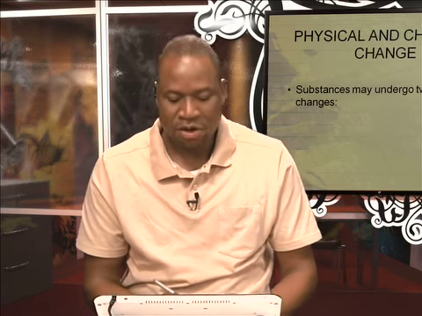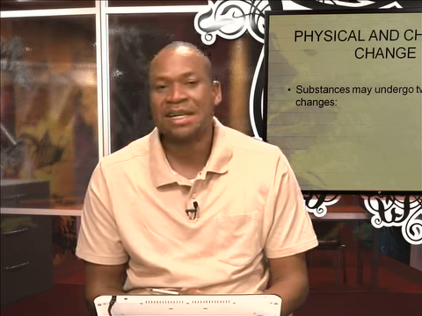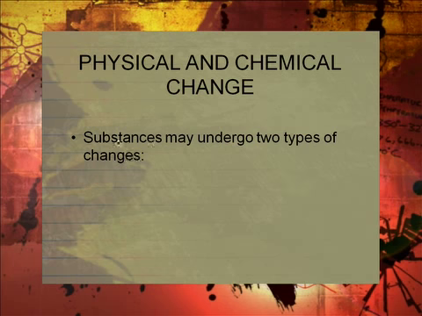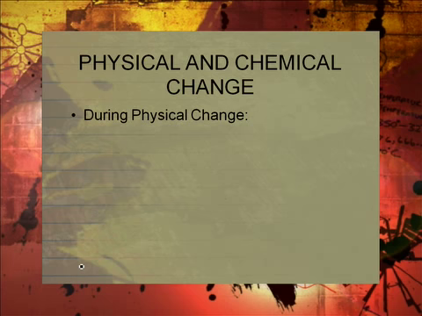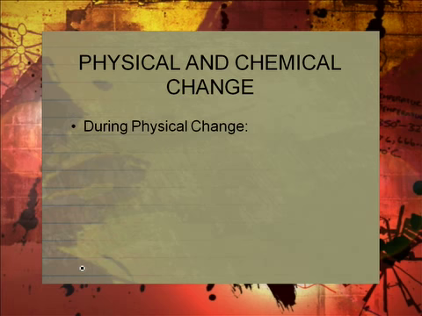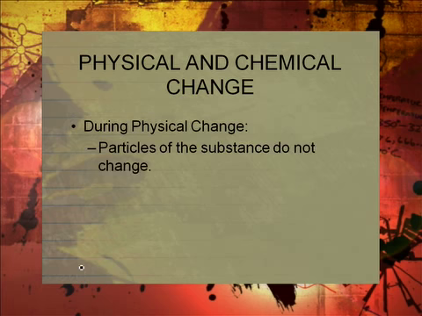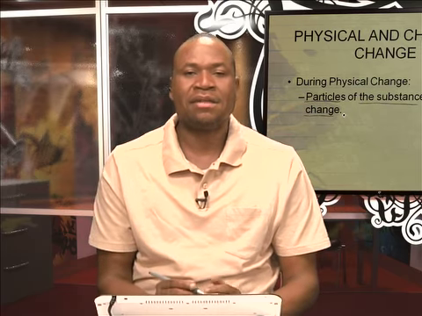Now, let's have a look at the difference between physical and chemical change. What we know is that substances may undergo two types of changes. One type of change is physical change, and the other is chemical change. Now, what happens during physical change? During physical change, what we see happening is that particles of a substance do not change, but there is rearrangement of those particles.